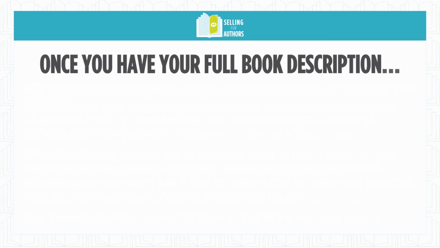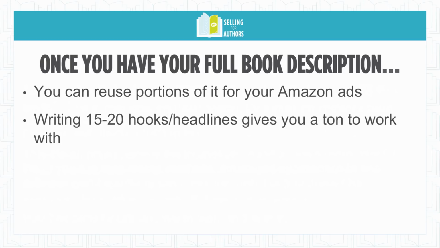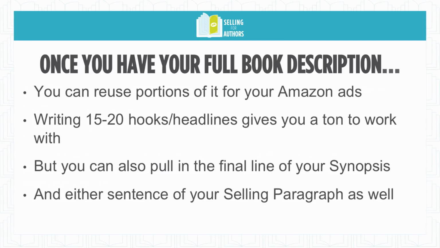So once you have your full book description, as you saw in those examples, you can actually reuse portions of it for your advertising. So first and foremost, if you follow my advice and write 15 to 20 hooks and headlines, you'll have a ton to work with. You can also pull in the final line of your synopsis. That cliffhanger can be a great line of Amazon ad copy. And you can use either sentence from your selling paragraph as well. The Ted Saves the World is a young adult superhero book, or the If You Like This, Then You'll Love That. Both of those will work for Amazon ad copy.